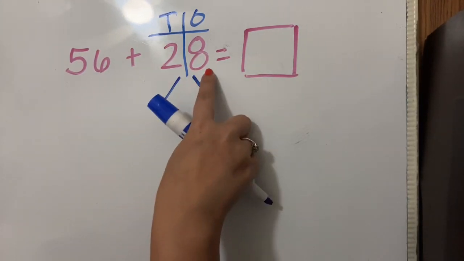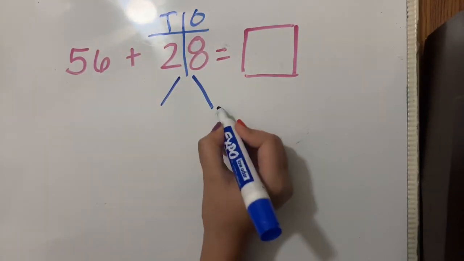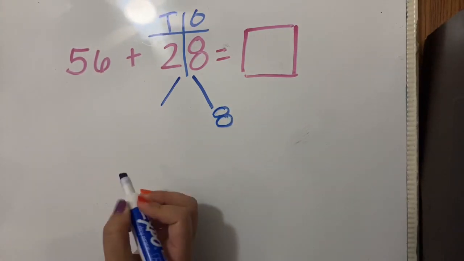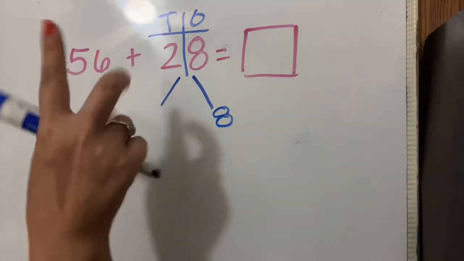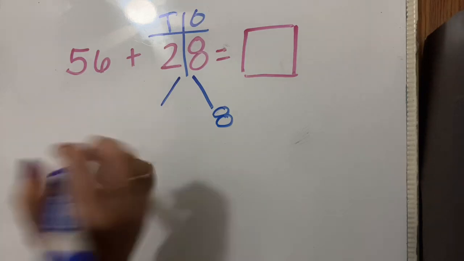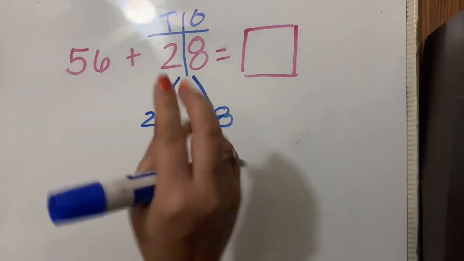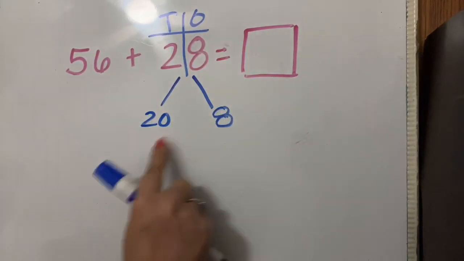So how many ones do I have? This time I have 8. And then how many tens do I have? I have two groups of 10, which is the same as 20. Remember, 10, 20. So I have 20 and I have 8.